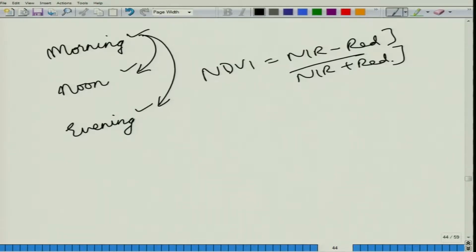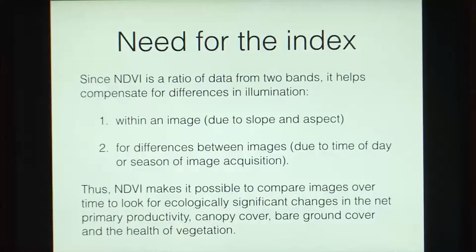So, coming back to the slide, NDVI makes it possible to compare images over time to look for ecologically significant changes in the net primary productivity.